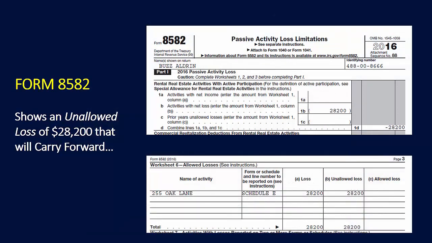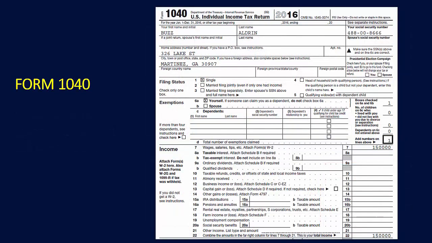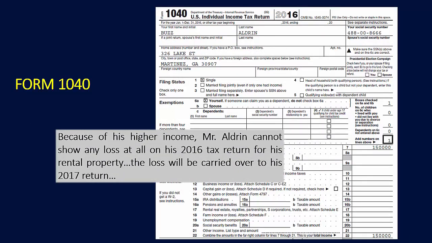Well, here's the Form 8582, shows an unallowed loss of $28,200 that will have to be carried forward. His 1040 looks something like this. And because of his higher income, Mr. Aldrin can't show any loss at all. No rental losses at all on his 2016 tax return. The loss will be carried over to his 2017 return. He'll be able to take it there if his income will allow.